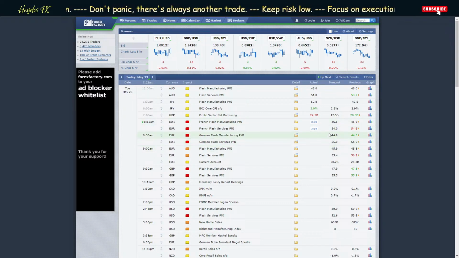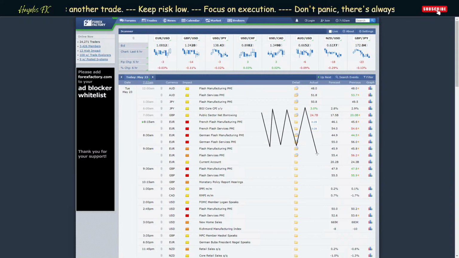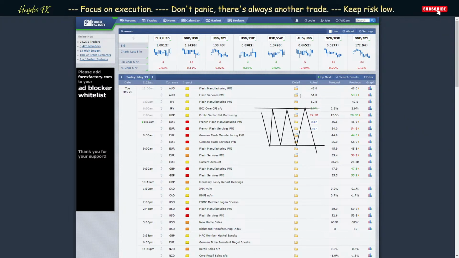Under 50 is contractionary, but we've got manufacturing contractionary, services expansionary. So what we might get, if we're getting mixed numbers, then we can get range. Then I'd pretty much just sell from the top, buy from the bottom. But I'll be leaning to the sells only. Just got my bigger view for this week.